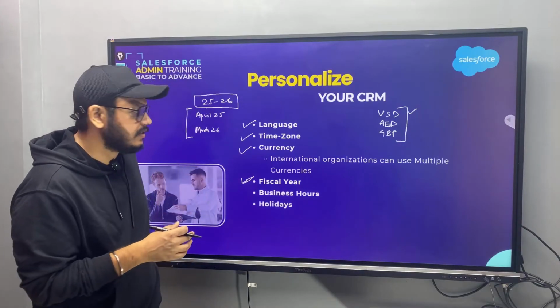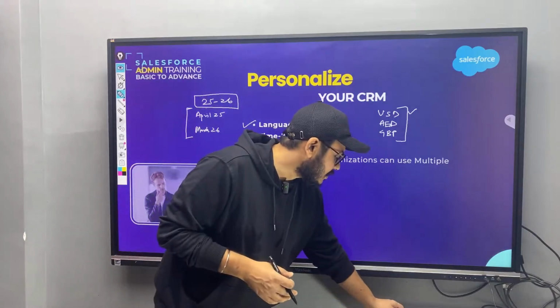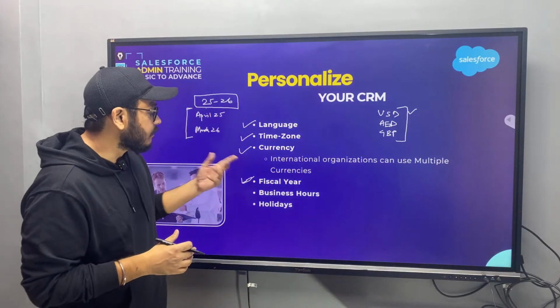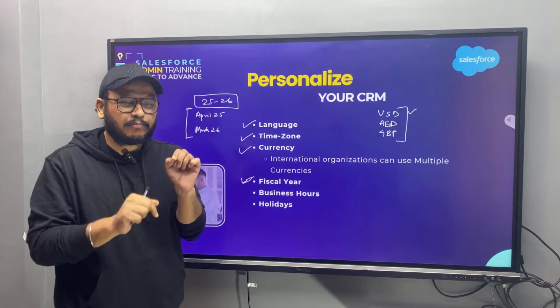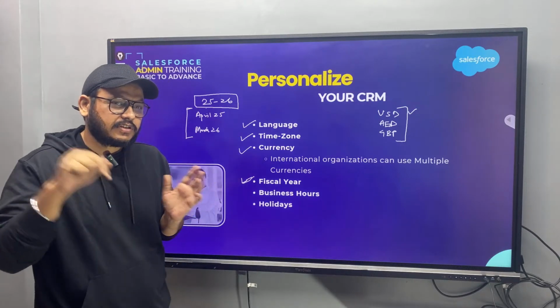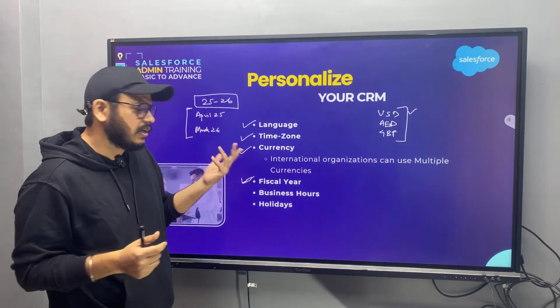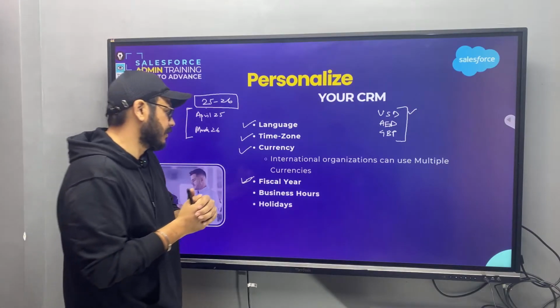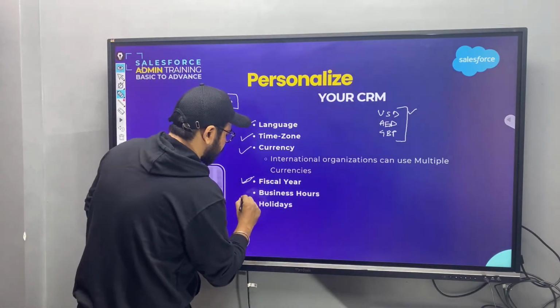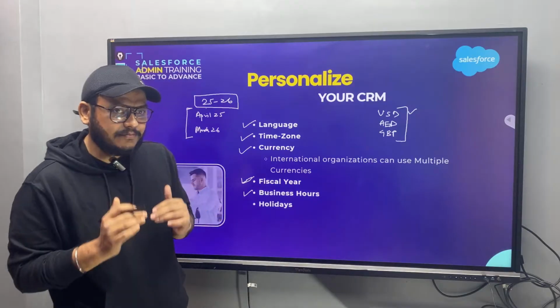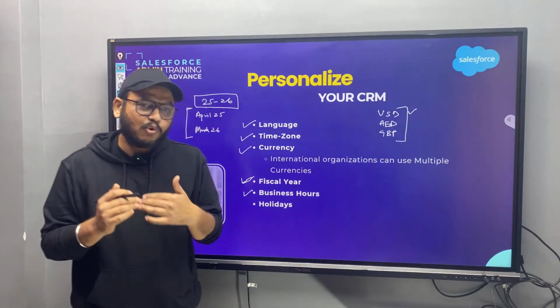Automatically the dates will be adjusted as per the financial year which has been defined. Instead of always going and putting, I want a report from 1st April till 31st March, etc., you can just use reference to the financial year. Then there are business hours. Business hours are basically the time when your support team is available.